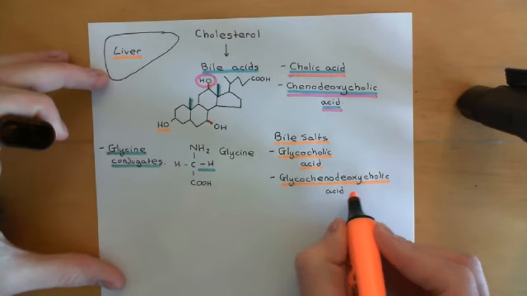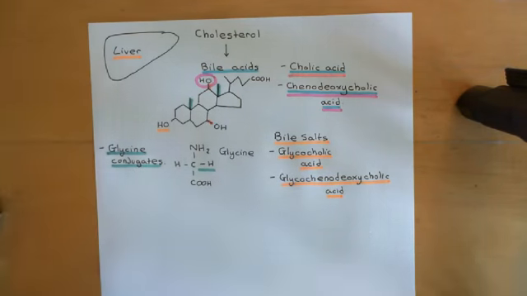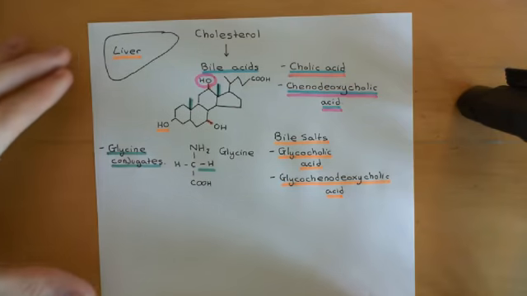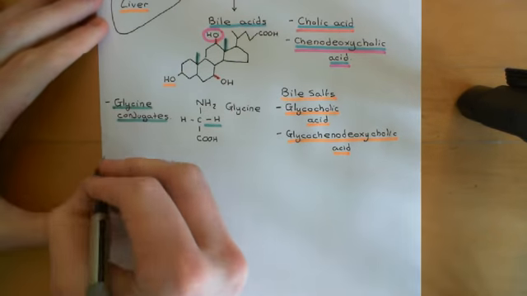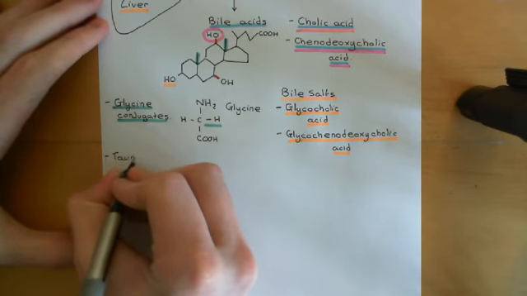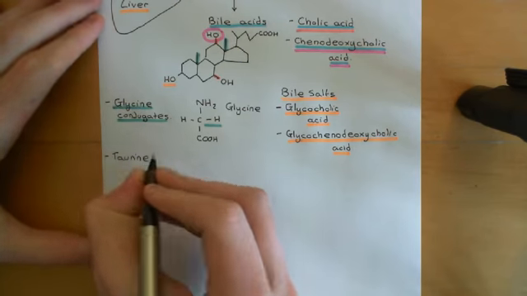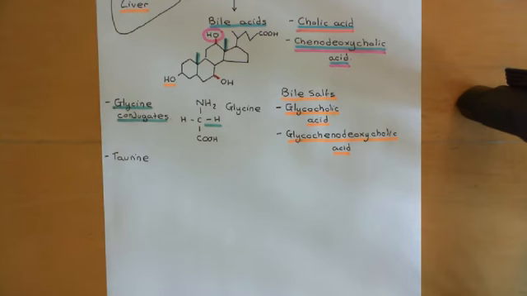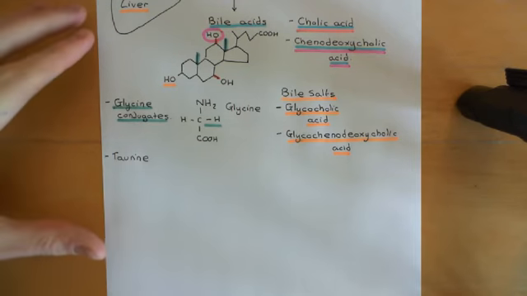The other main two examples come from conjugating cholic acid and chenodeoxycholic acid with another molecule. And the other molecule might be less familiar to you, which is taurine. So you can also conjugate taurine onto these cholic acid and chenodeoxycholic acid molecules. So let me now just discuss the structure of taurine.